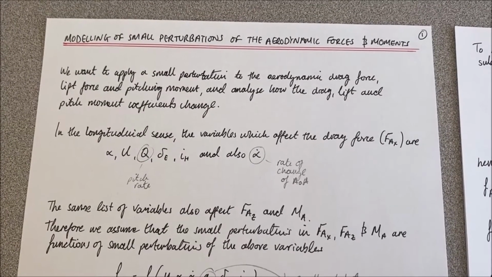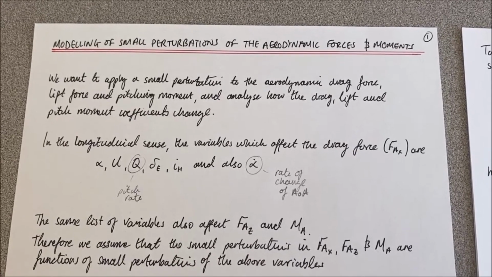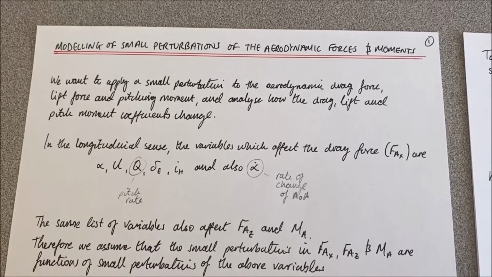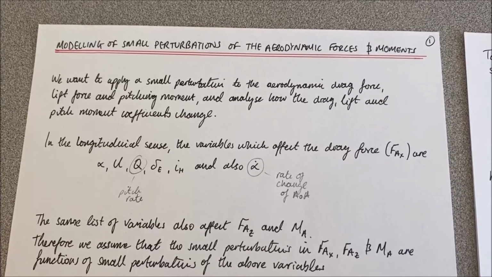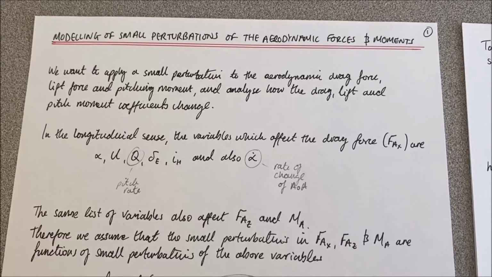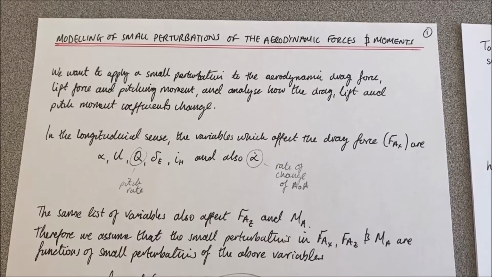So, the final thing that we need to discuss in chapter 3 is what happens when we apply a small perturbation in one of our aerodynamic forces or in pitching moment. How does that change the coefficients that we've just derived in the previous sections?